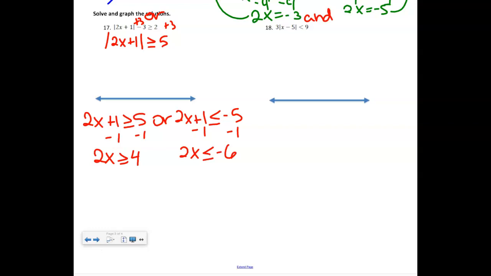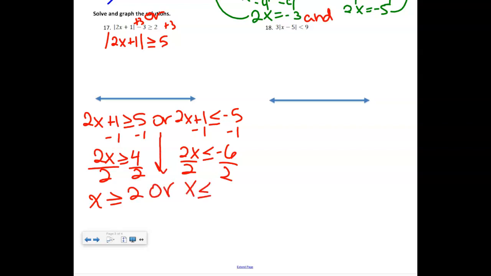And then we're going to divide by 2. So now I'm going to have x is greater than or equal to 2. Reminder, we need the word or, and x is less than or equal to negative 3. So that whole thing is our answer there.